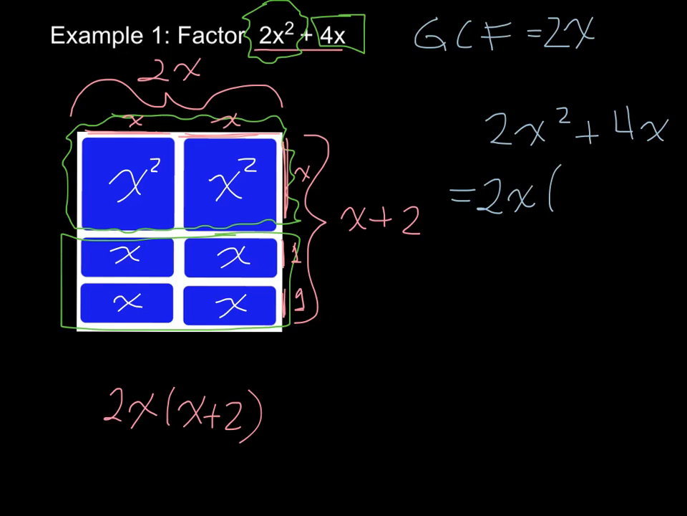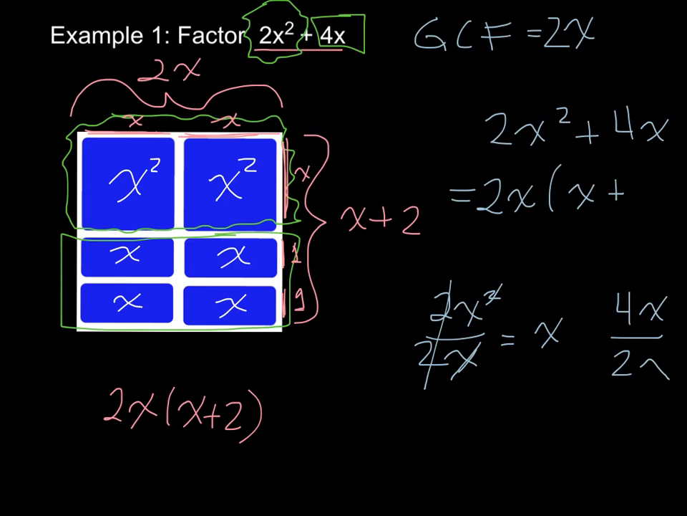2x squared divided by 2x is x, because the 2's divide out, and one of the x's divides out, so we're just left with x. Plus, well, 4x divided by 2x: the x's divide out, giving us 1, and 4 divided by 2 is 2. So we can confirm, both with the diagram and algebraically, that the answer is 2x times x plus 2.